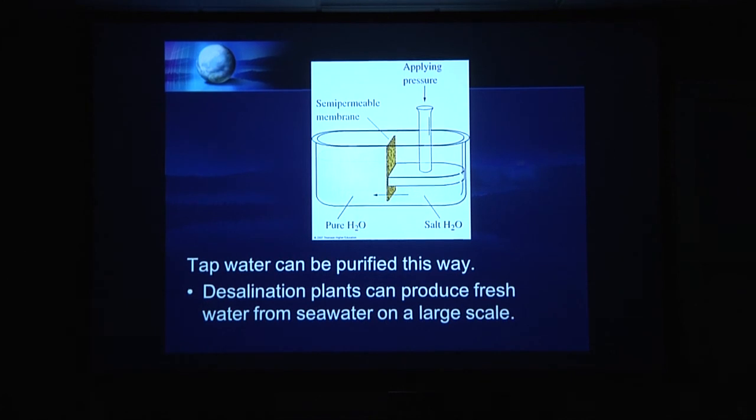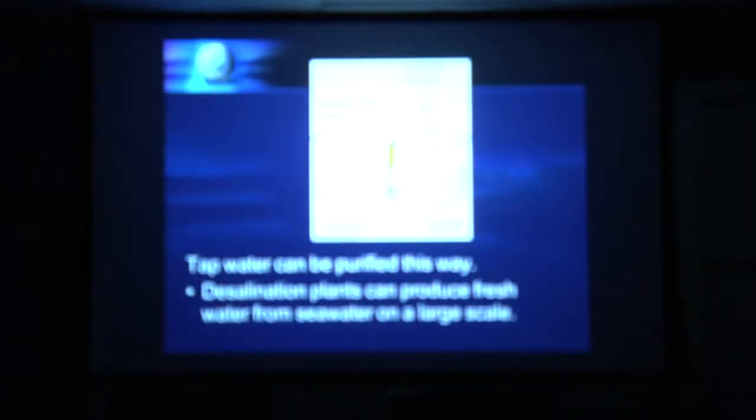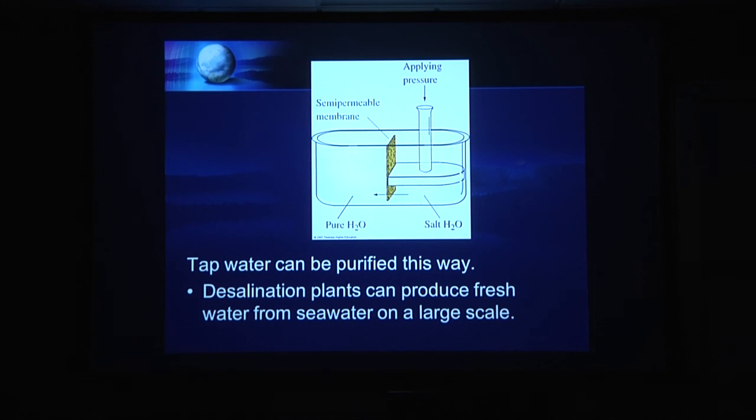I like reverse osmosis. It's kind of expensive, but it's really good water. You can purify tap water, like I said, with this. You can actually use these on big scales to desalinate ocean water. It costs quite a bit to desalinate ocean water, but you can make pure water by reverse osmosis. A very expensive proposition, though. So that is the end of chapter 12.